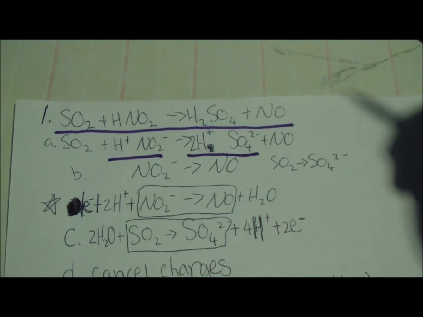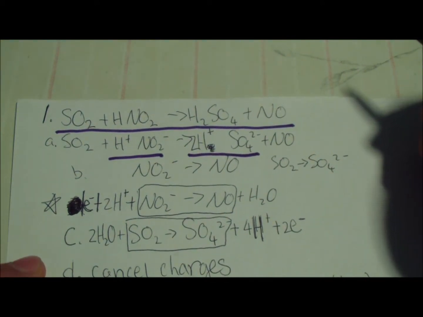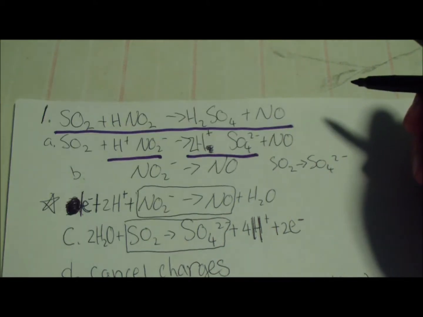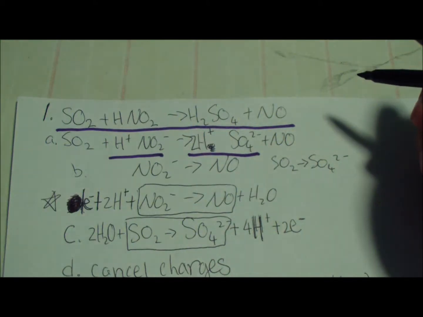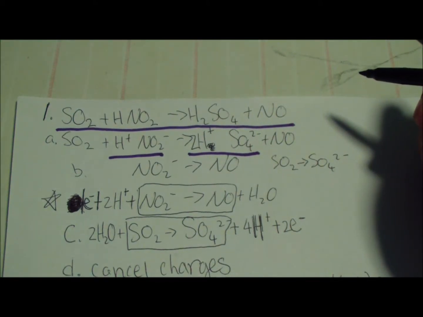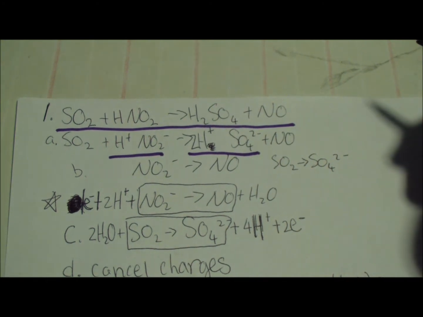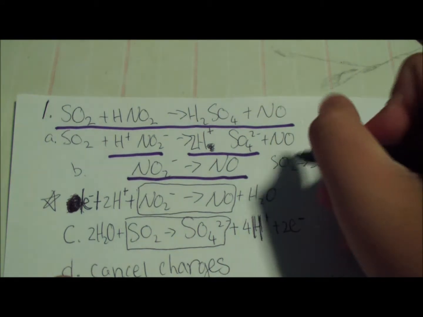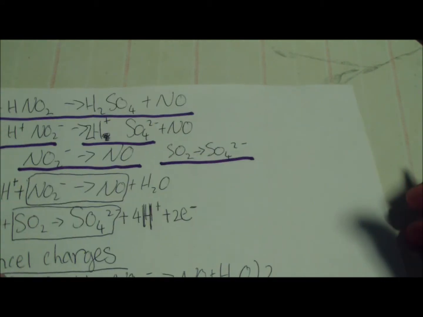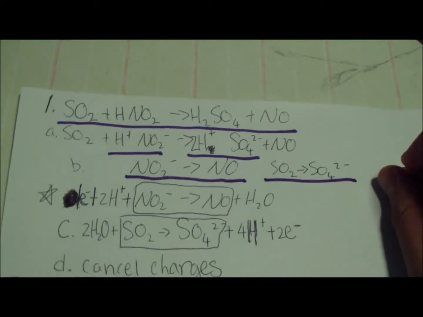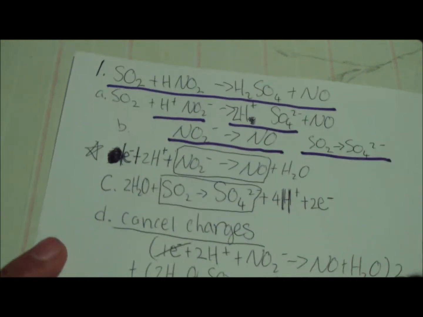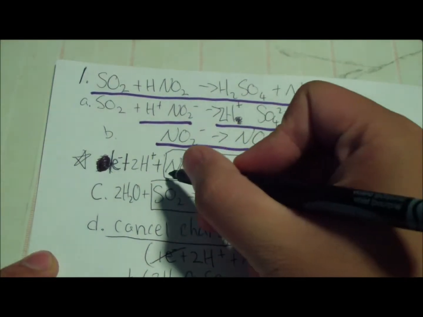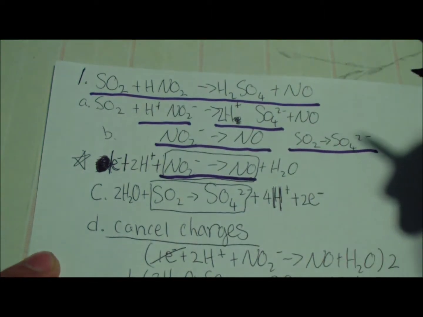Step B, step 2. Okay. Break the equation down into two half reactions. So here, NO2 minus goes to NO, and SO2 goes to SO4 2 minus. And now here's a key step: balancing. First, write down the equation again, NO2 minus to NO.